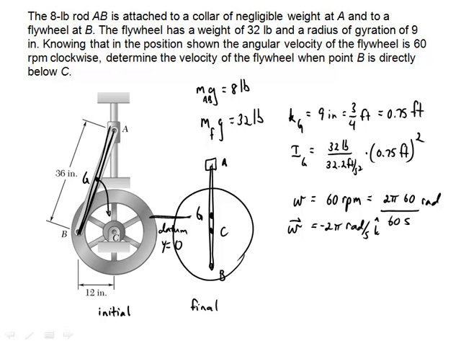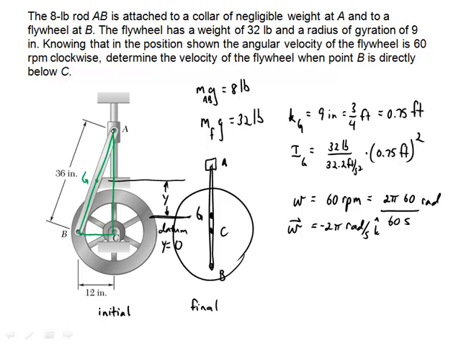So in the final position, gravitational potential energy will be 0. So I'm going to need to figure out what this height y is. So let's take a look at where things are in order to calculate that new position. So G is in the middle of the bar AB. This is 12 inches here and 36 inches here.